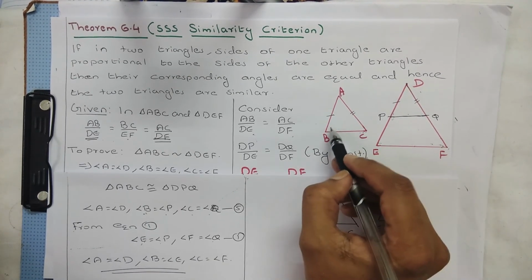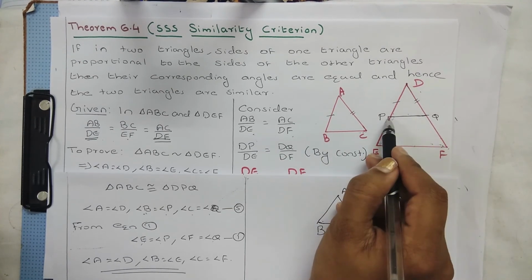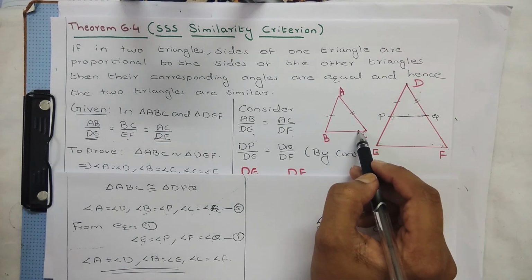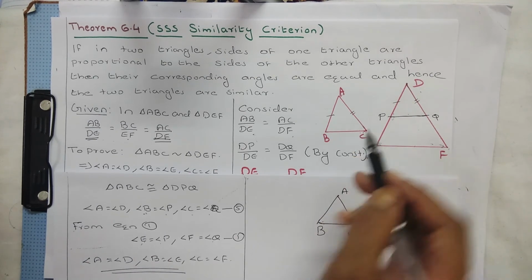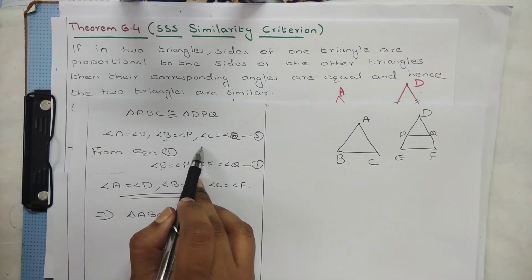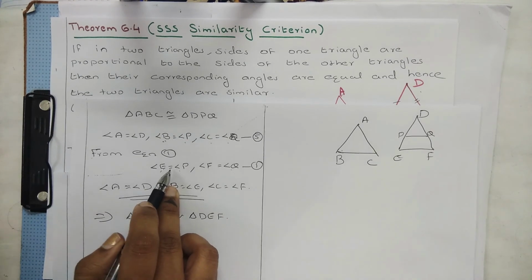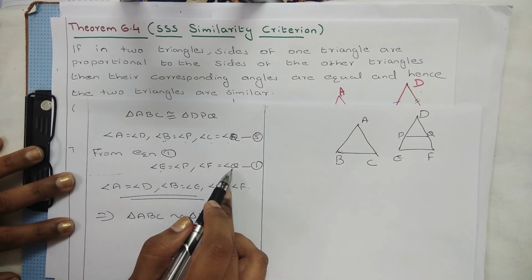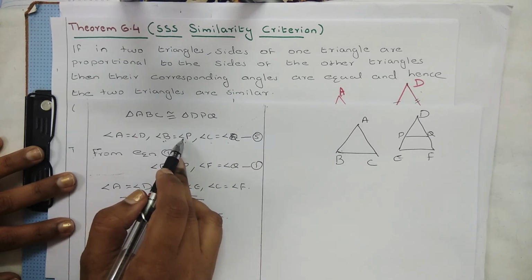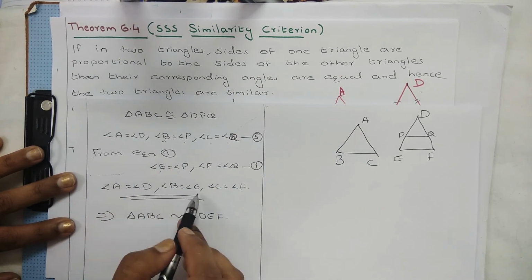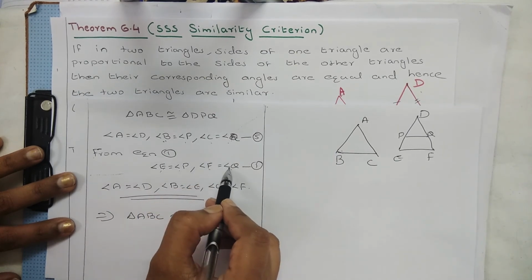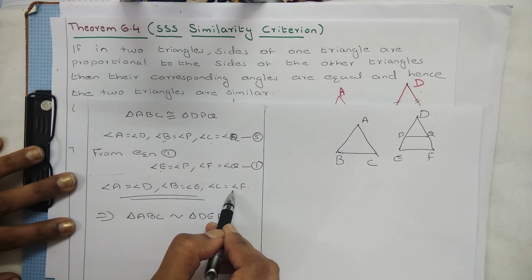Again we come back to triangle ABC and triangle DPQ, and we proved these two triangles are congruent. How we proved? By the SSS congruency rule. Now if it is congruent, then the corresponding angles will be equal. But already we proved angle P is equal to angle E and angle F is equal to angle Q. So again angle B is equal to angle P, it becomes angle B is equal to angle E. Angle C is equal to angle Q and angle F is equal to angle Q. That means angle C is equal to angle F.